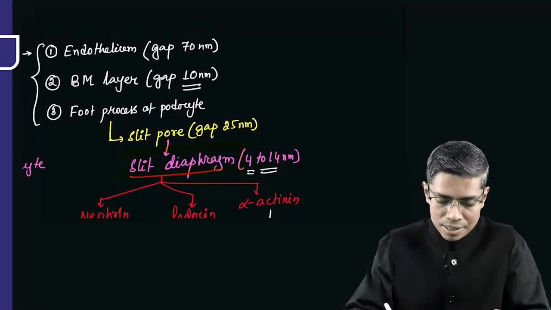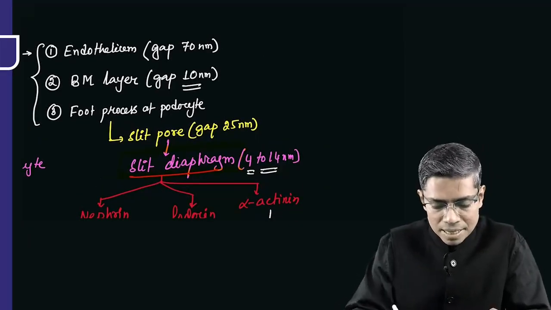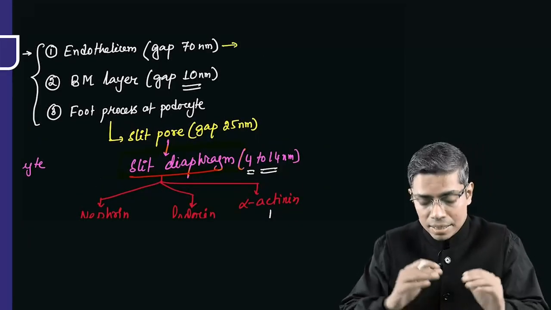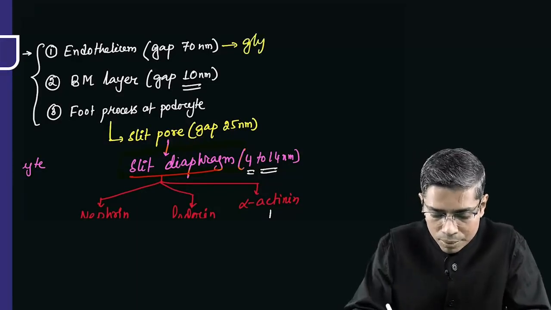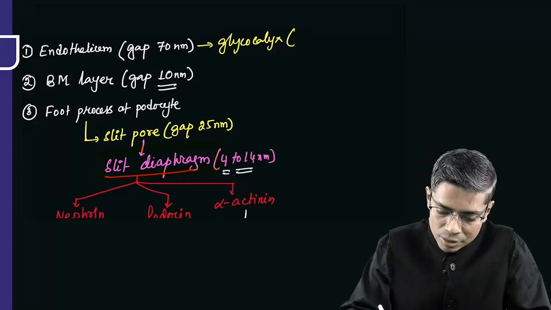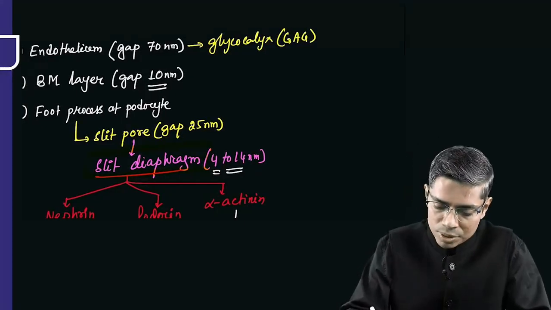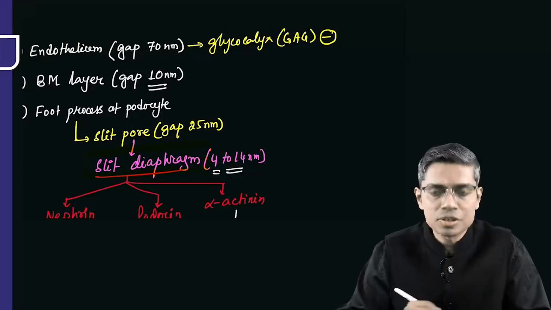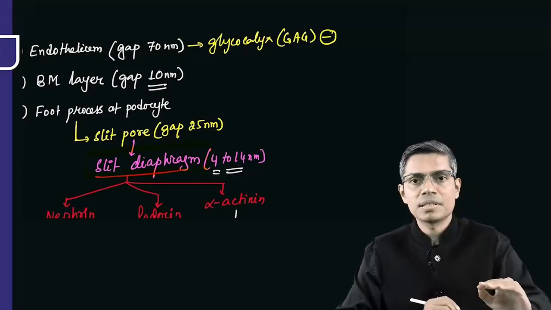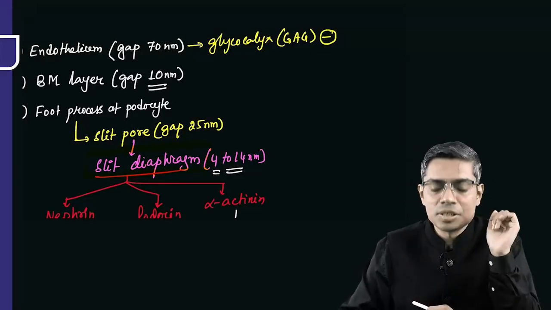Look at the endothelium cell. The endothelium cells are under the covering of glycocalyx. And this glycocalyx is composed of GAG, that is the glycosaminoglycan. What kind of charge does it hold? Negative charge, right? So the endothelium cell surface is also negatively charged.